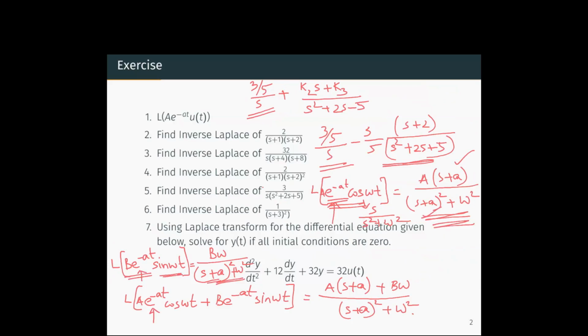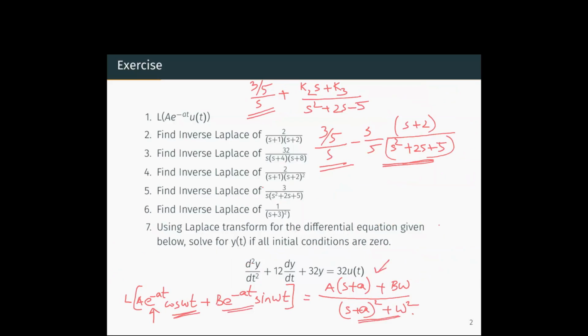Now the combination of these two equations for Laplace of e raised to minus at, the combination of this first equation and the second equation, would be Laplace of a e raised to minus at cos omega t plus b e raised to minus at sine omega t, which is a into s plus a plus b omega divided by s plus a the whole square plus omega square. The denominators are same. Now when you compare this term with the term that we have, we will see that there is some similarity. So we will adjust the terms in the numerator without changing its value.